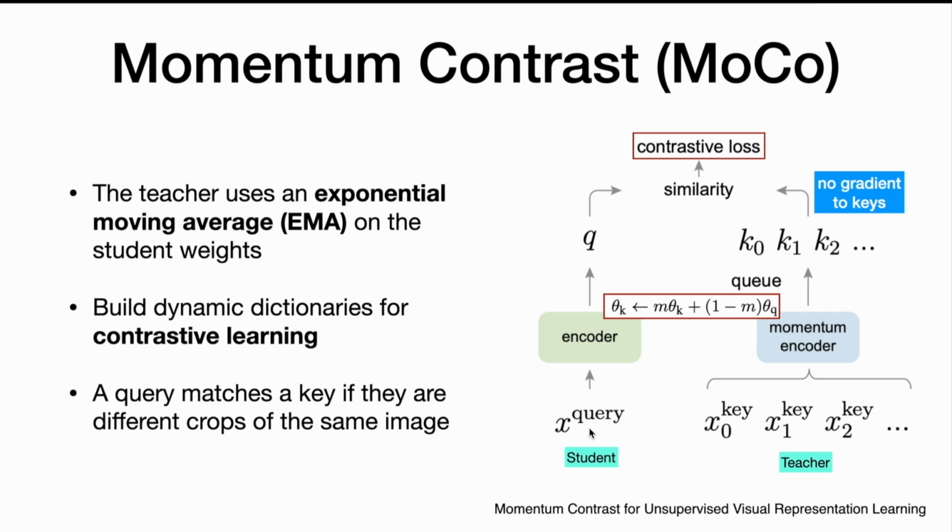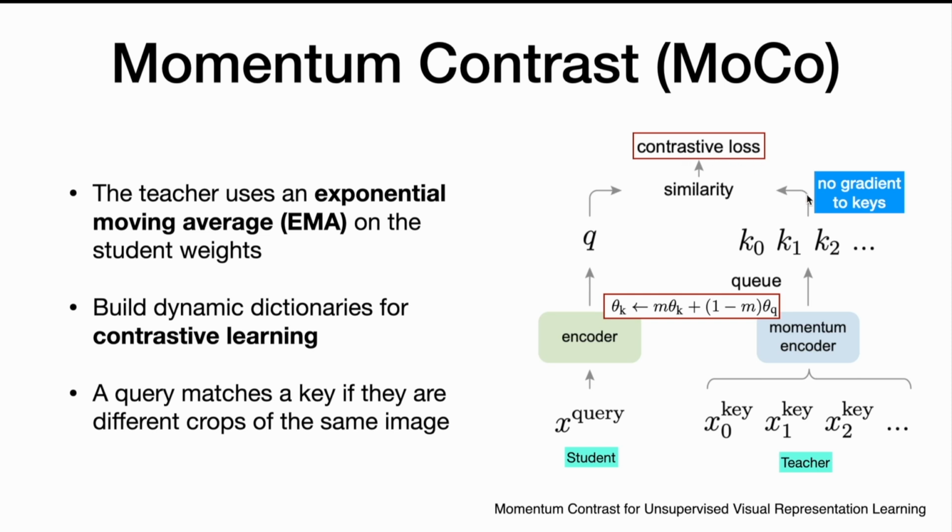So there is a student network, which is called a query network, passed through a query encoder, and there is a teacher network. The difference is there is a list of keys. Then we pass these keys into the momentum encoder. Then we generate multiple encoded keys. This is the encoded query. Then we calculate the contrastive loss. We compare the similarity between the query and each of the keys. Then we calculate the contrastive loss.